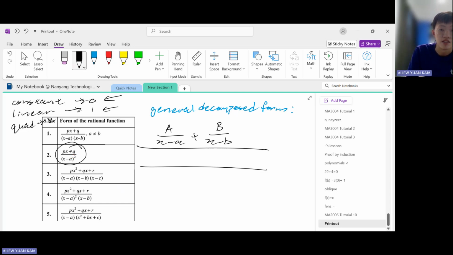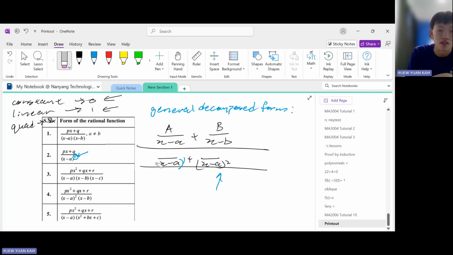So for this question, you need to write first x minus a, followed by x minus a to the power 2. Okay, so you see, because down here the factor repeated twice, I need to build up until it reaches the power 2. So here, this one is power 1, then the next one will be power 2.